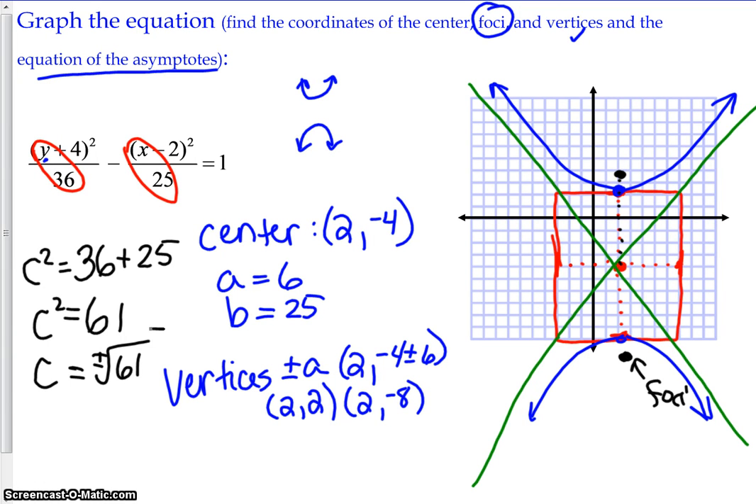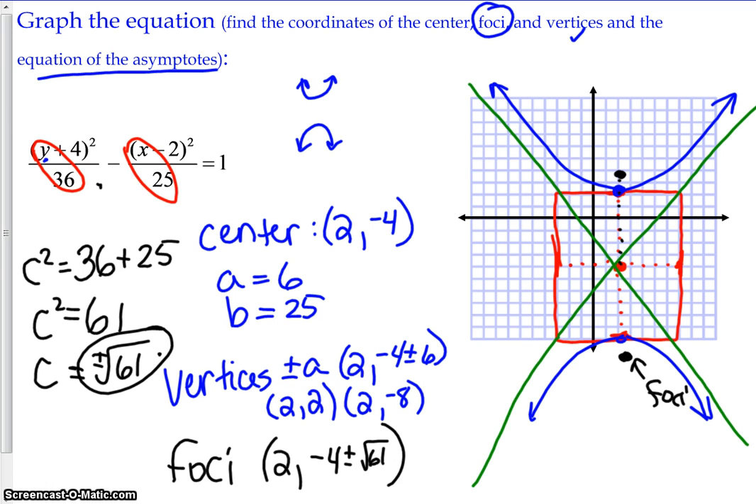And what we did is we're adding this square root of 61 to the y values. So to write them out, my foci is at 2, so this is only about the y values now because the y was positive here. And I'm going to take my -4, and I'm just going to write it as plus or minus the square root of 61. I'm not going to go and estimate or anything. It's okay if you just leave it as plus or minus the square root of 61.